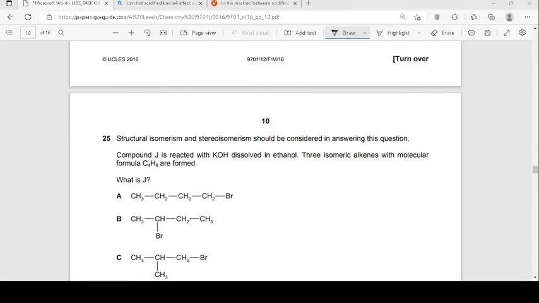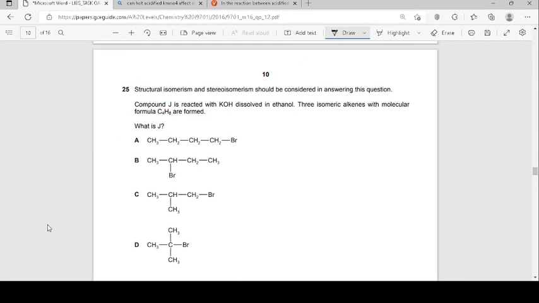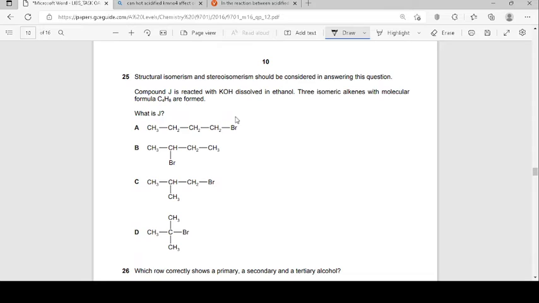And let's go to the next question. Structural isomerism and stereoisomerism should be considered in answering this question. Compound J is reacted with KOH dissolved in ethanol. So it's not KOH dissolved in water, or aqueous KOH. That means you're not doing nucleophilic substitution. You are doing, I don't know what to call it, elimination, perhaps, or alkylation. I'll just call it elimination. That sounds more proper, although I prefer alkylation because it just makes sense in my brain. But anyways, elimination. Three isomeric alkenes of molecular formula C4H8 form.